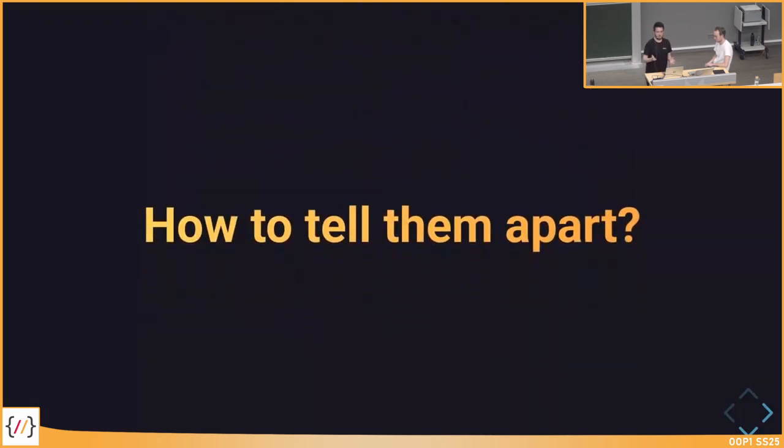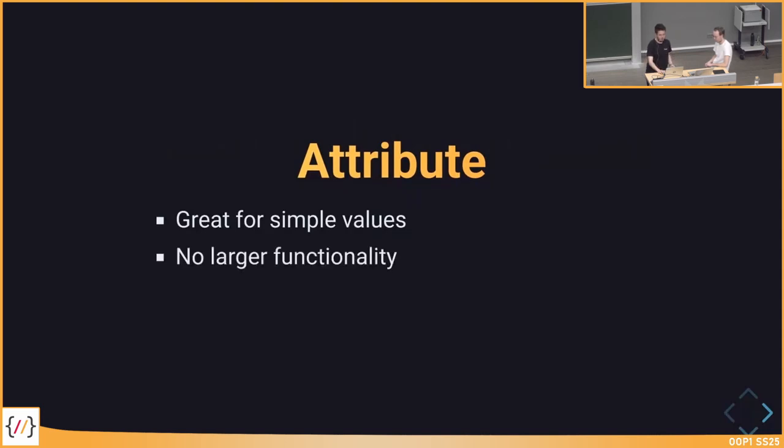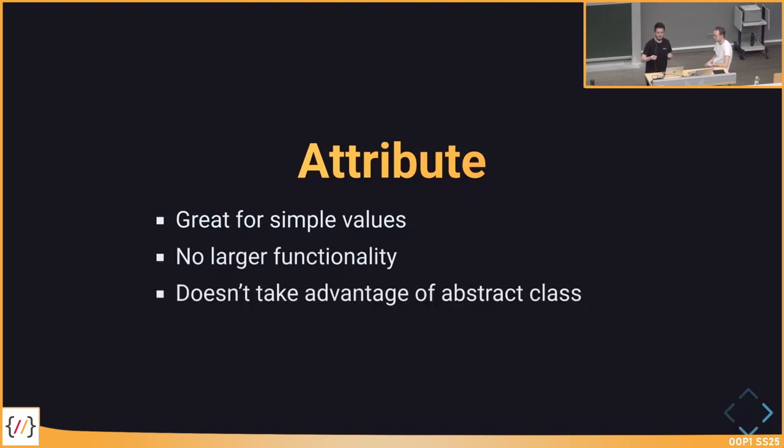So we've now stored them all in this vector, but how do we tell them apart? We only have this pointer, so we need another method to tell them apart. An intuitive and easy method would be just an attribute in the class. It's great for simple values, just a name or an ID number or an enum, but you can't store larger functionality in it. It's really just a value, and you don't take advantage of the abstract class you just created, and we want to take advantage of that.